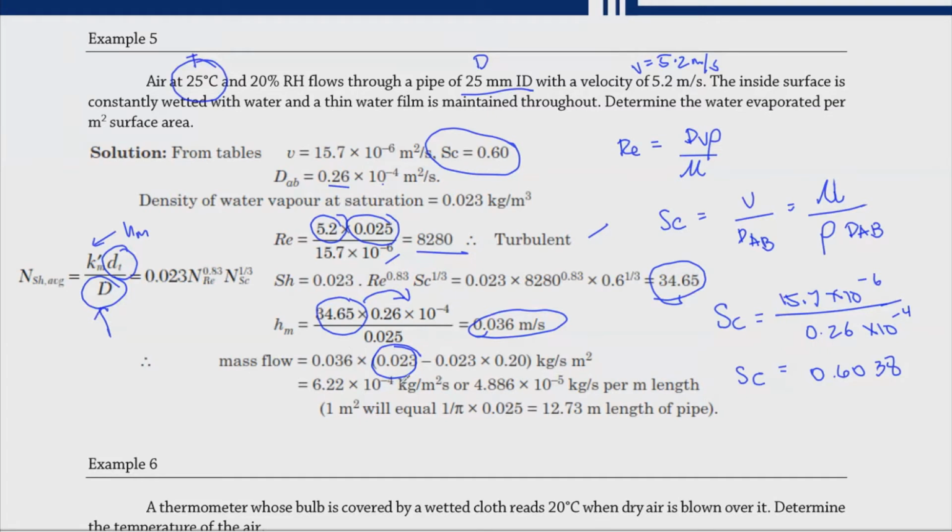So that's it. If you multiply that, you'll be able to obtain the value of the water evaporated, and then the surface area per meter squared. We need to convert each meter squared area per meter length into 1 meter squared, something like that. So that's 1 divided by pi times 0.025. So that's basically pi times the diameter. So it's like taking this pi d as our length. So that's it for our length of pipe. So we have 12.73 if you take the reciprocal of this value. So that's it for our mass flow. So the answer is this one.